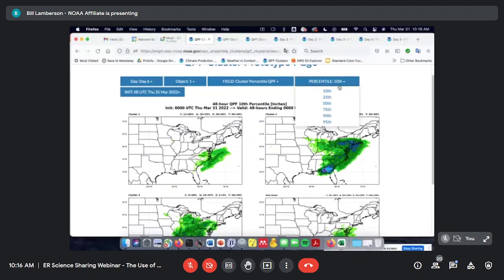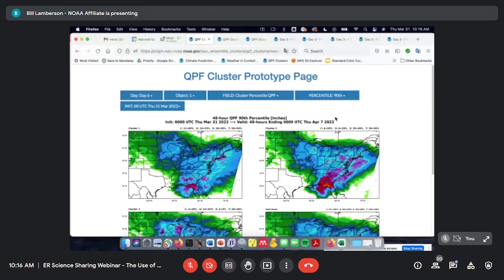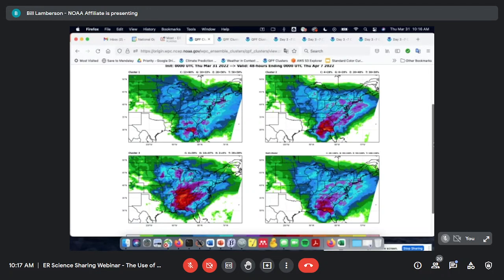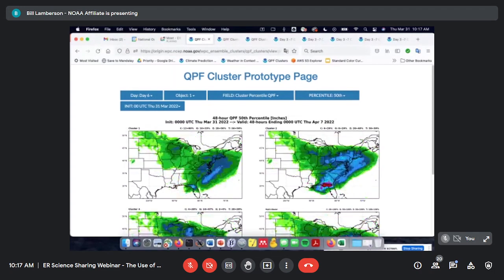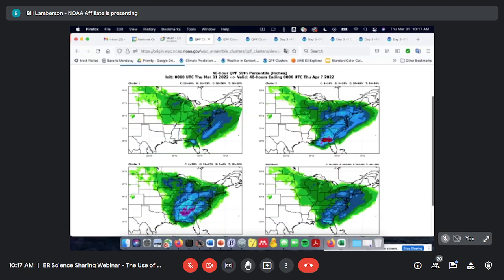So again, you can look at, say, the 90th percentile. And that will show you the 90th percentile as calculated from the members that comprise each of those 3 clusters. So it's basically set up to default to that 50th percentile, because again, treating that as sort of most likely. And then these are the 3 different scenarios.